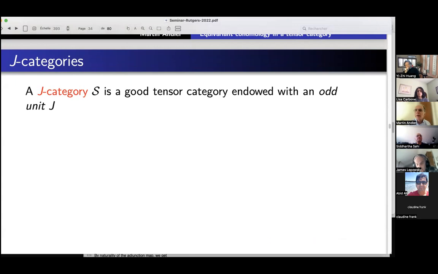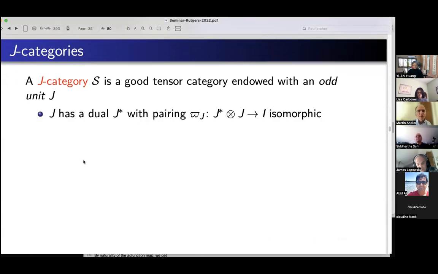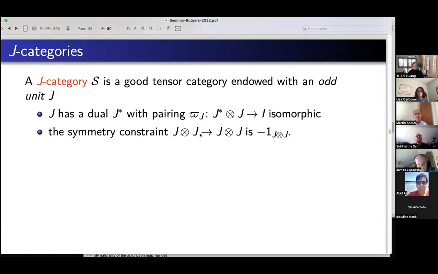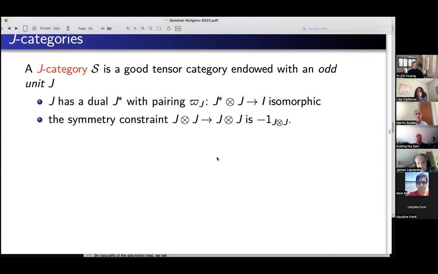So we define a J category, which is a good tensor category endowed with an odd unit. An odd unit object means that J has a dual, so it's rigid, and the pairing J star tensor J to I is an isomorphism. And the second thing, the oddness: the symmetry constraint from J tensor J to J tensor J is -1.